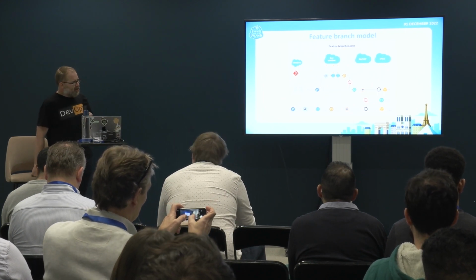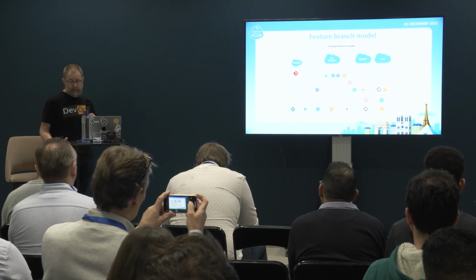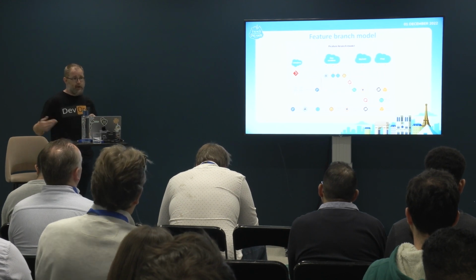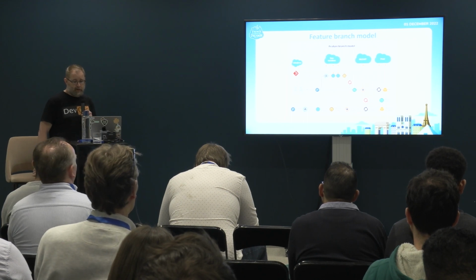So what usually happens in a lot of these scenarios is that we apply some automation so that when the main branch is updated, that kicks off the jobs that deploy it into your orgs, whether that's your UAT, your production, or whatever.